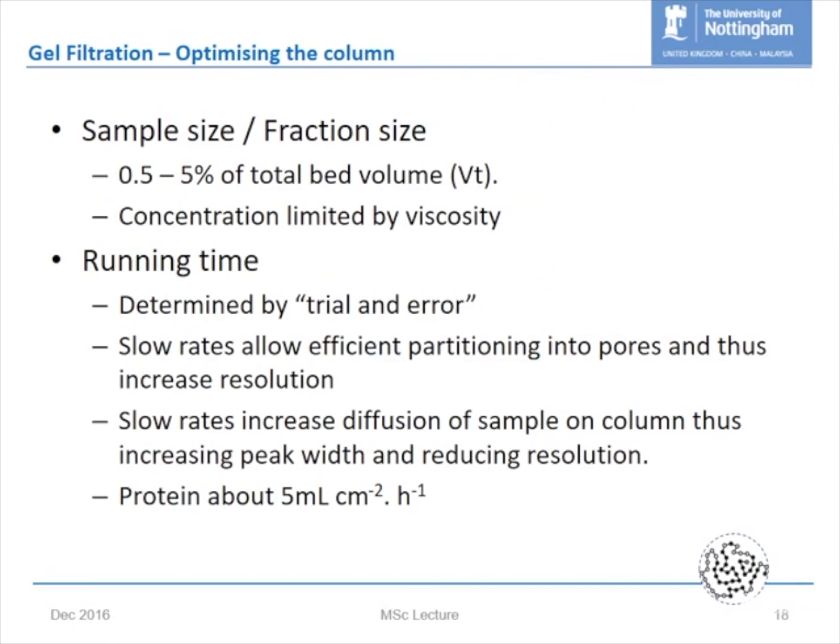A good question that could be posed when we're doing this sort of analysis is, okay, I understand the column, I understand the flow, but one thing I need a little more information on is how much material we put on the column. Everything we've spoken about so far has been in terms of volumes, and this slide tells us that we need an injection volume that's between 0.5 and 5% of the total bed volume.